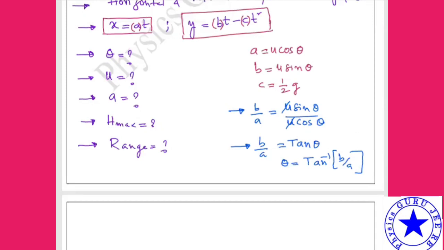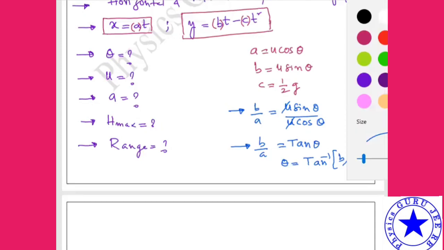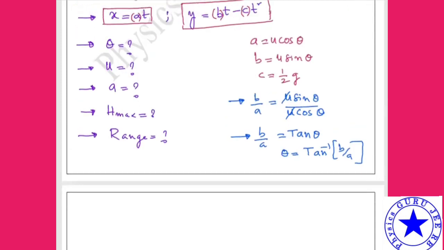Hope this is clear to all. Fine. Next, what do we have to calculate? U, the initial velocity, you have to calculate. Second question.